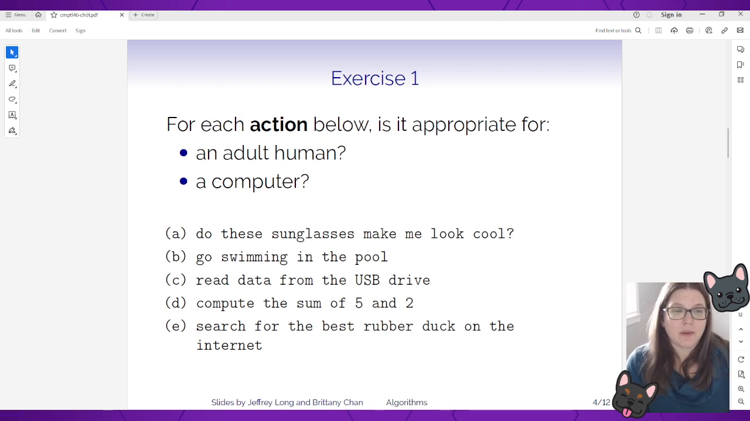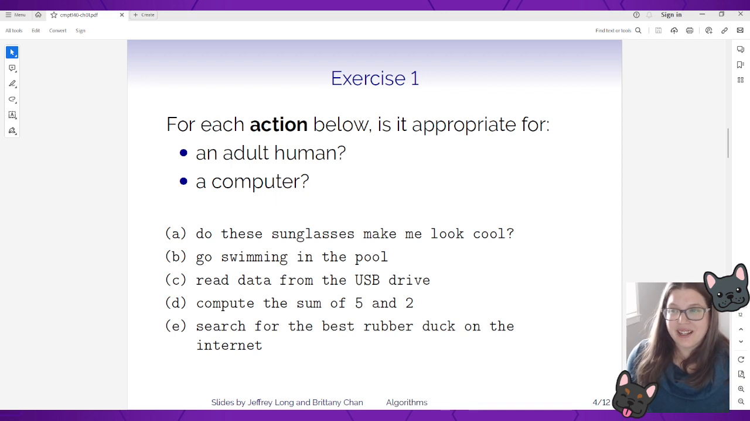When we go to the second one, B, go swimming in the pool. Okay, that seems imperative. Yeah, that's an action that I could do. I know how to swim. I know what a pool is. Okay, so probably a reasonable request for an adult human. If I tried to tell my computer to do that, though, I don't think it would know what I'm talking about. I don't think a computer knows how to swim, which would make it infeasible and not self-explanatory for that audience.